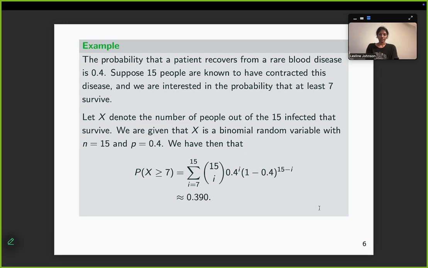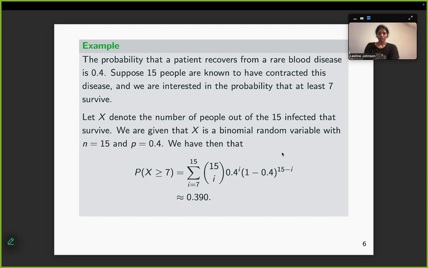So here is an example of our binomial random variable. Say the probability that a patient recovers from a rare blood disease is 0.4. Suppose 15 people are known to have contracted this disease, and we're interested in the probability that at least 7 people survive. So let x denote the number of people out of the 15 infected who survive. And we are given that x is a binomial random variable with n equals 15 and p equals 0.4.